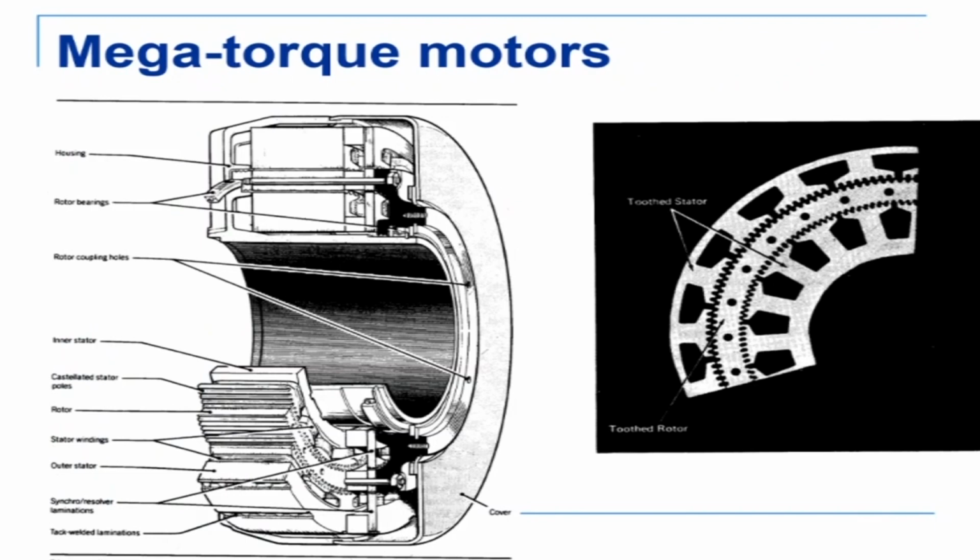We can have even more powerful stepper motors, which are called mega torque motors. Now, in the previous case, if you remember, the rotor had one set of teeth. But in the mega torque motor, there are 2 sets of teeth, one on this side, one on the other side. Because of which the torque that can be applied with this motor is much higher than the single tooth stepper motors.